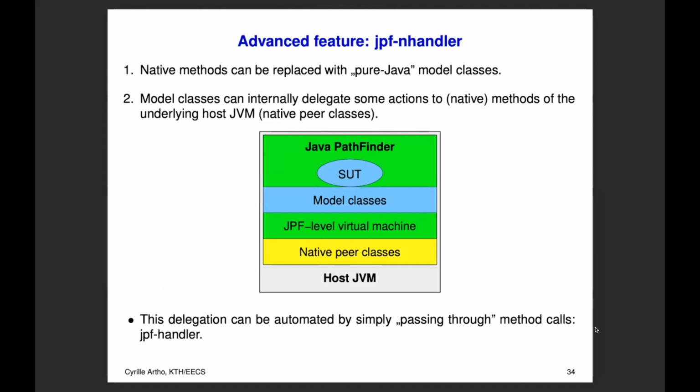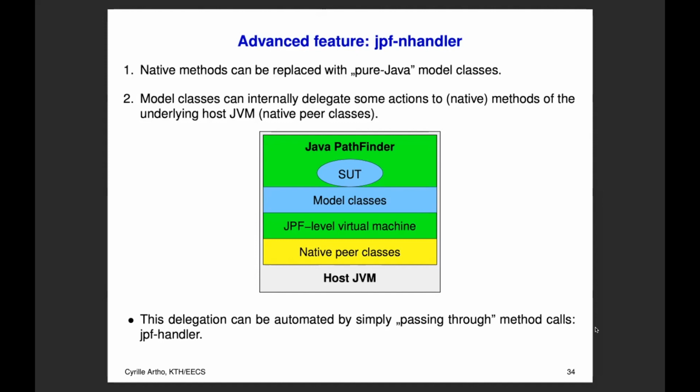This is not always convenient. So instead of having to write these native peer classes by hand, you would actually often like to delegate them automatically. And this is where extensions to JPF come into play. So I've shown them at the beginning briefly. And extensions usually implement some advanced feature. In this case, it's the ability to connect directly to this underlying host JVM. And that is implemented by the extension jpf-nhandler because it handles native methods. So the N stands here for native.